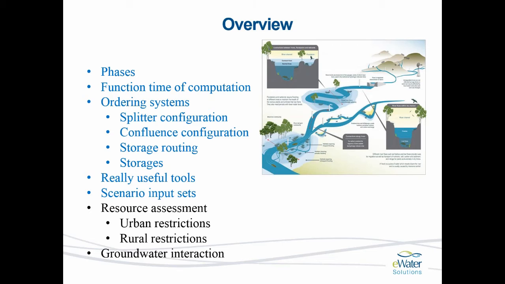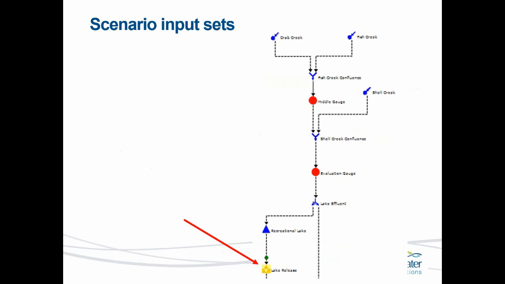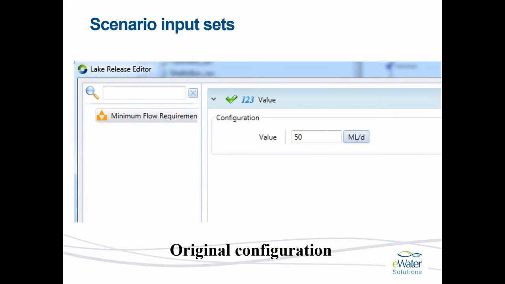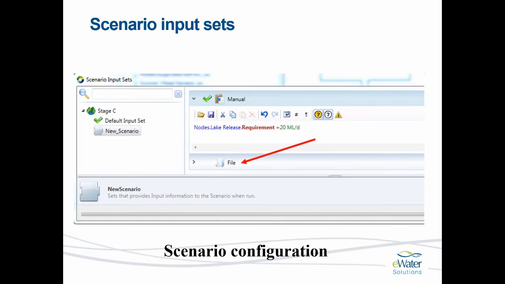So I'll just give a quick demonstration of that. Imagine this project, which many of you have seen before, and we're interested in the lake release, perhaps changing the requirement. If you go into the feature editor, you see it's 50 megalitres per day. That's the way we did it in the training. That's the original configuration. If we go to the scenario input sets, we can change the value of this.